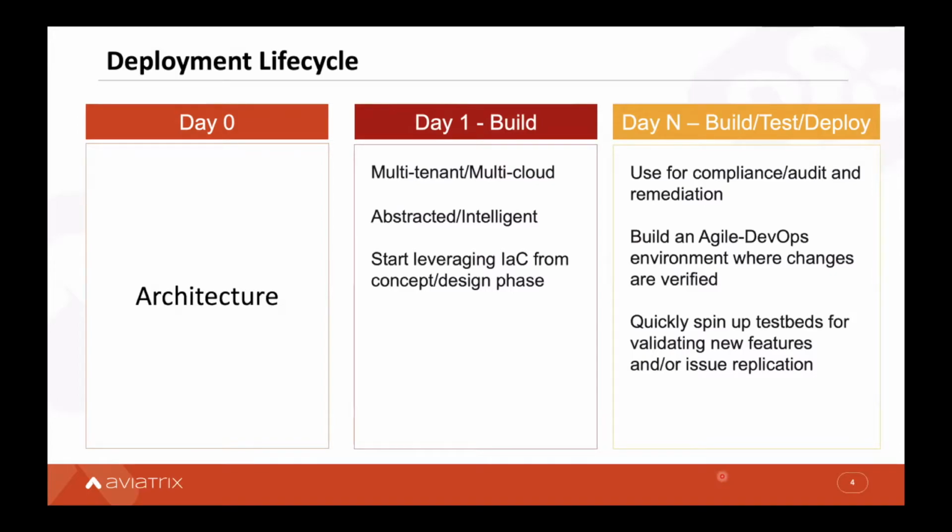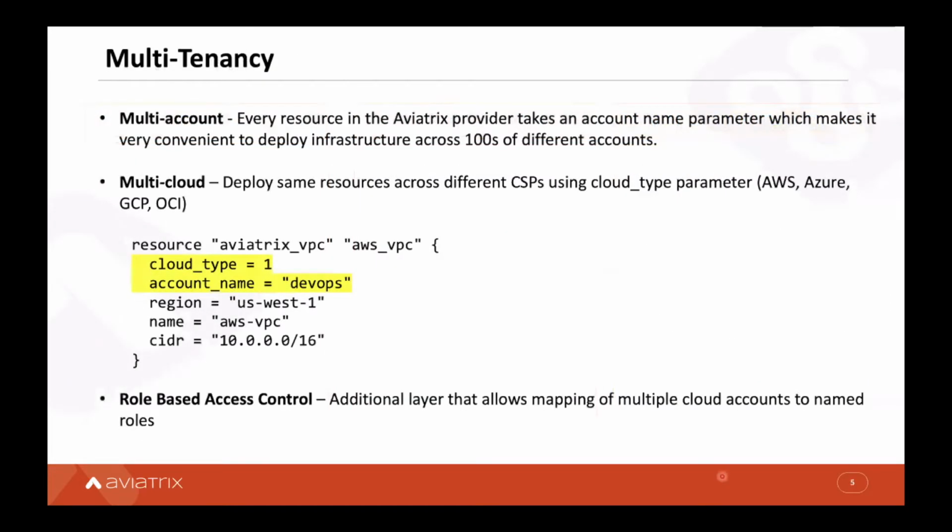So the next thing, Dana, that I want to show is give you examples of the multi-tenancy that I spoke of. Okay. So I mentioned multi-tenancy in terms of multi-accounts within a single cloud provider. Of course, multi-tenancy in terms of being able to deploy the same resource across different cloud providers. And we allow customers an additional layer of multi-tenancy, which is RBAC. Customers can actually deploy RBAC and tie roles to specific cloud accounts.